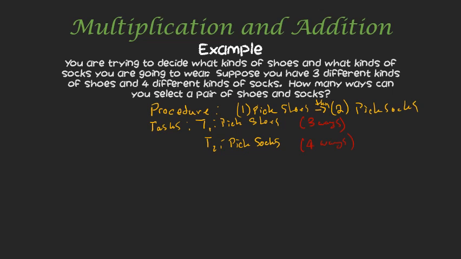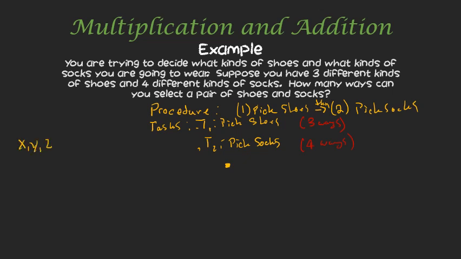And so it's pretty self-evident that the number of ways to complete the entire procedure, to do T1 and then T2, would be to multiply 3 and 4. One way we can see this is in a tree diagram. So here's where I'm starting, and then I'll perform task 1. Well, actually, let's set the stage a little bit better.